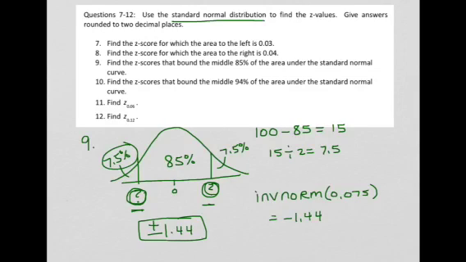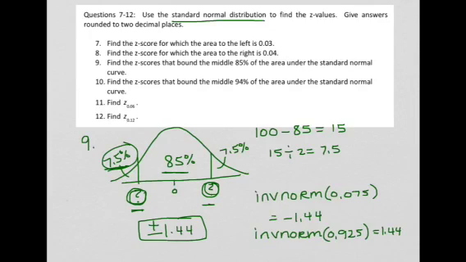I could have done the calculation to get the right-hand value. I could have done inverse norm of, let's see, so then I'd have to find out what 85% plus 7.5% is, and that's 92.5%. So if I do this, I get positive 1.44. So there you go. So you can see that it wasn't really necessary to do that computation, but you could if you like to.